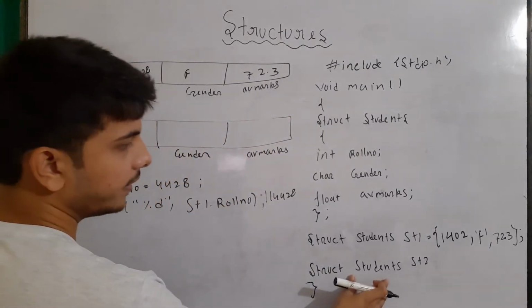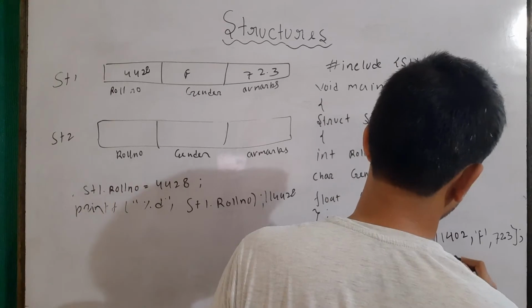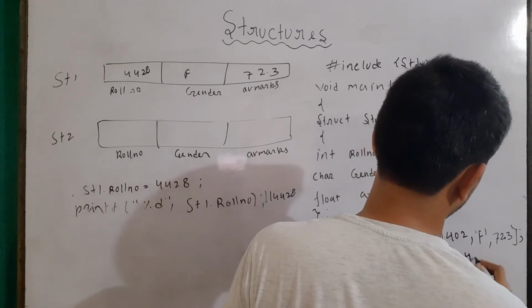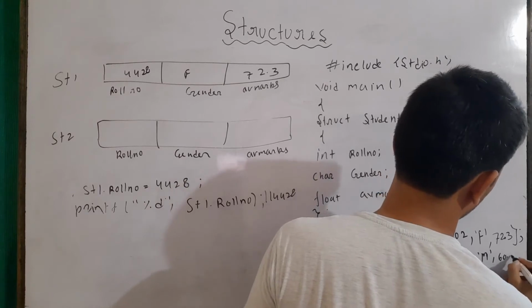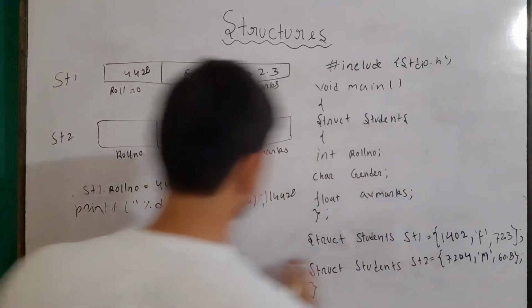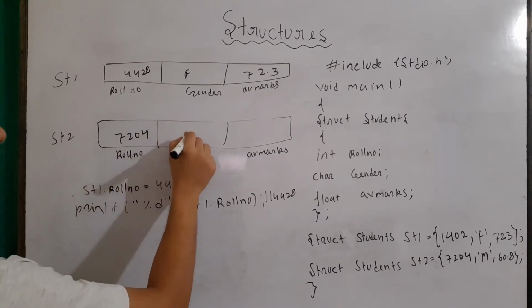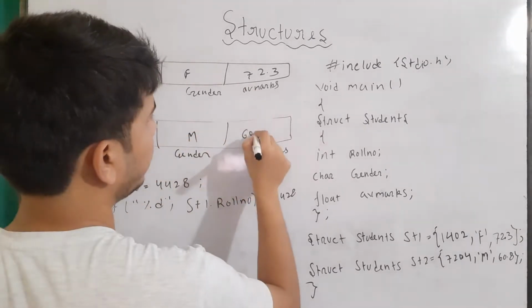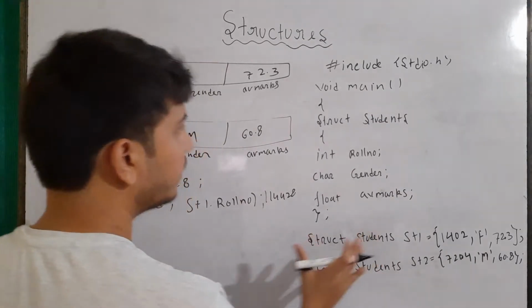Similarly, let's say I want to initialize student 2, so I'll write here equals to, then let's say the content 7204, let's say the gender is male and average marks is 60.8, okay? So this will be 7204, okay, then m and then 60.8, right? So this is our first way of initializing the values.